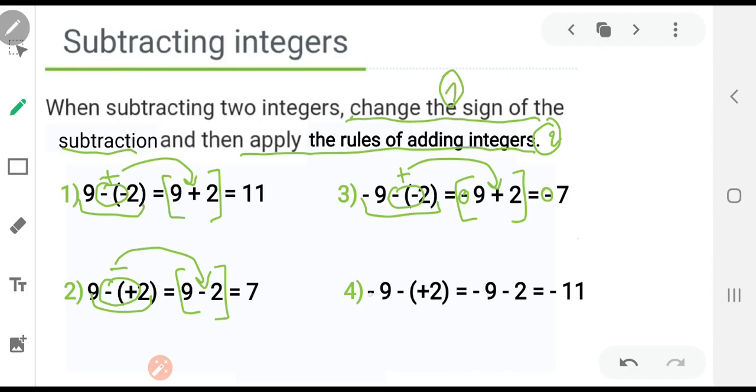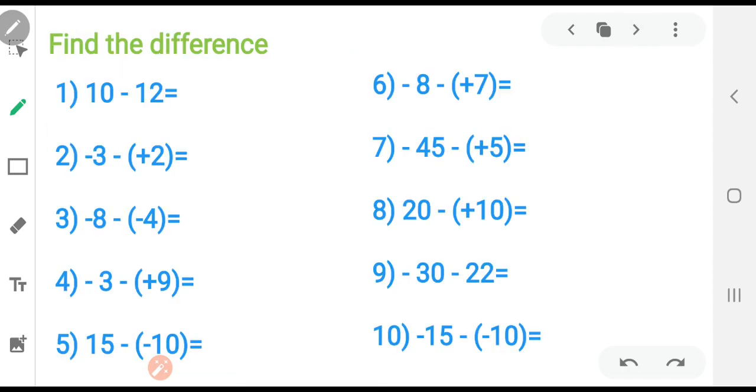Example 4. Minus 9 minus plus 2. When we multiply a minus and a plus, they will be a minus. So this one over here will be written as minus 9 minus 2. Over here, we apply the rules of adding integers. Two integers with the same sign, I find the sum. So 9 plus 2 is an 11. What's that same sign? It's a negative, so it's a negative 11. Let's do some more examples and exercises.